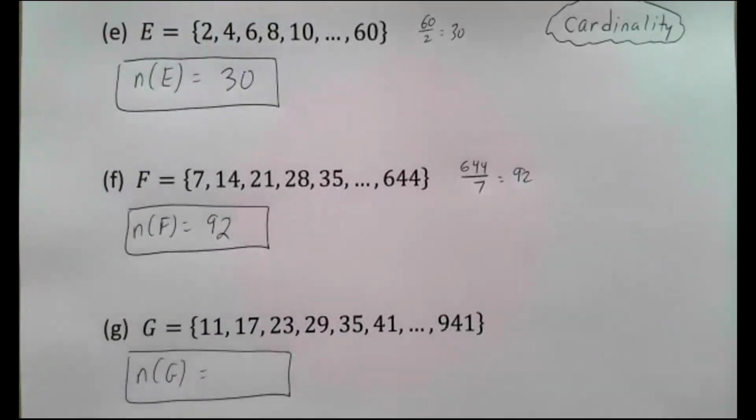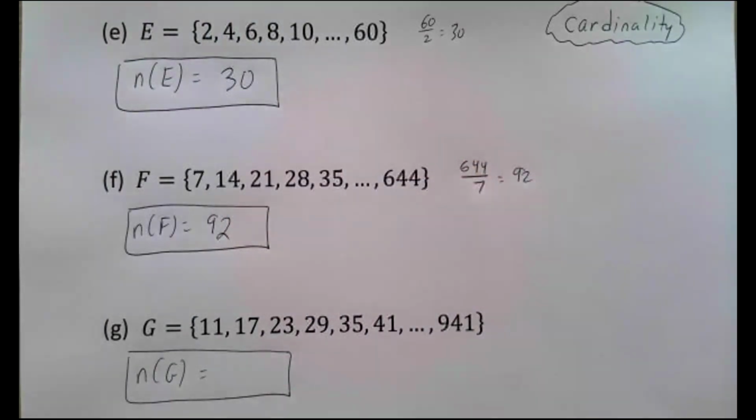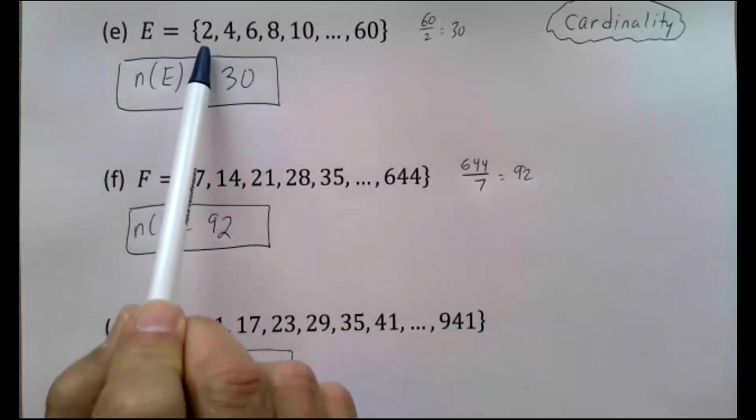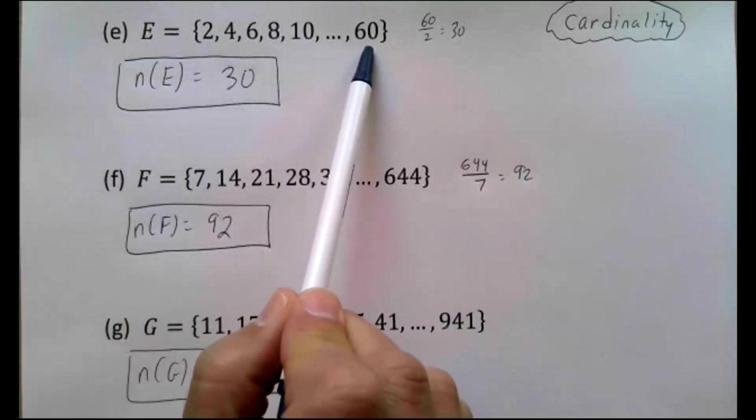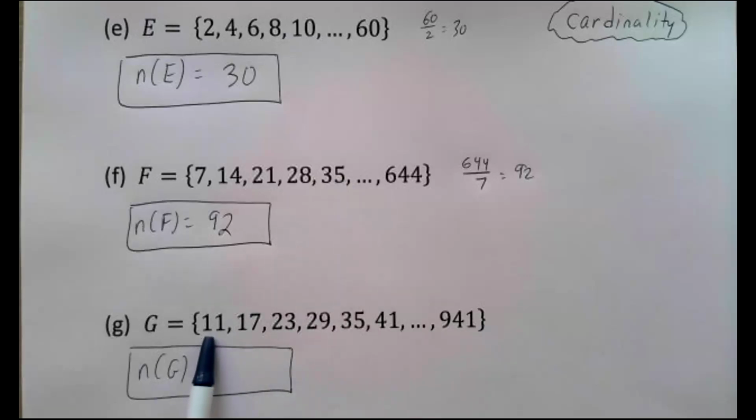So if it's as straightforward as that, like these are just all the multiples of 2, these are all the multiples of 7, just take the last number and divide by the first number and you're done. But it's not always that easy. The last question is not that easy. Because we started at 11, but these are not multiples of 11. We started at 11, but we went up by 6, right? Here we started at 2 and we went up by 2. That's easy. Here we started at 7 and we went up by 7. So that's easy. Here I started at 11, but I didn't go up by 11. I went up by 6. This is a more difficult question. Let's talk about how we could do this last one.